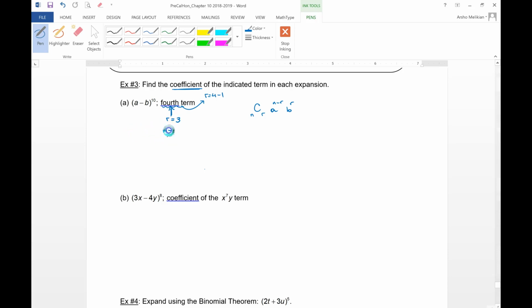And n is equal to 10. So n minus r is equal to 7. Okay, so here let's just plug all that in. So C, n we said was 10, r we said was 3. And now a is the first term, right? So you have a to the power of n minus r, we said that was 7. B, that's the second term, so negative b to the power of r. All right, and now I'm going to put that in my calculator.